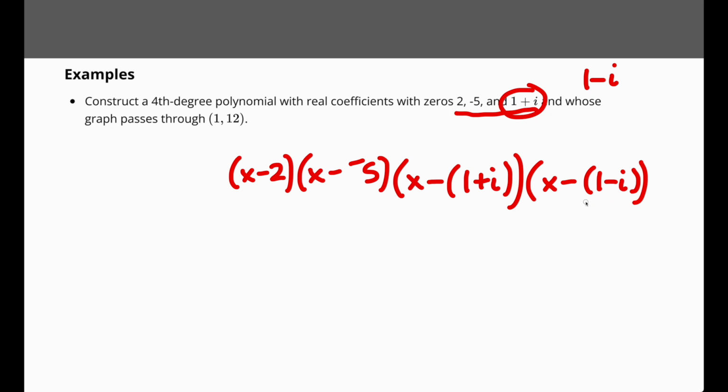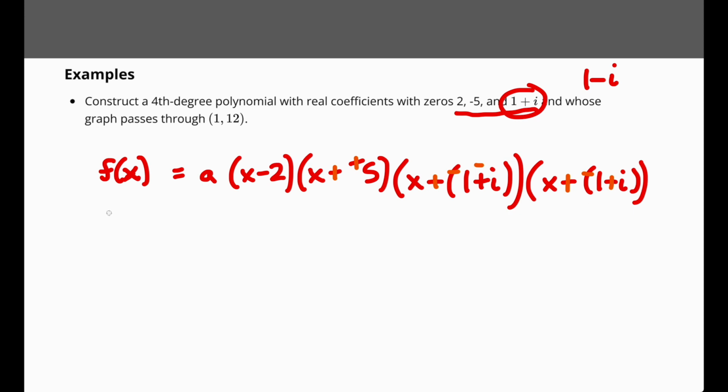So you also have that other one there, whose graph passes through 1, 12. That means we don't know what this a value is in the front, and this is the function that we're going to be trying to figure out right here. Okay, so I did x minus the roots for all of them. I'm going to simplify this a little bit, like this and this, which becomes a minus, and this and this, which becomes a plus. Okay, so we have something like that.